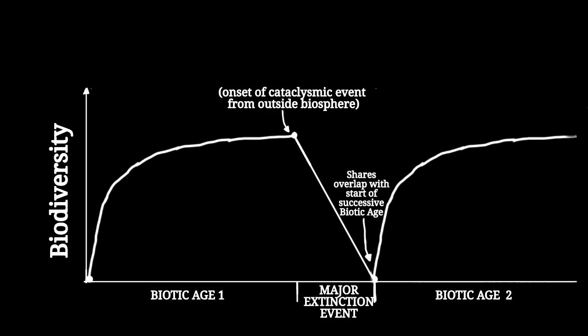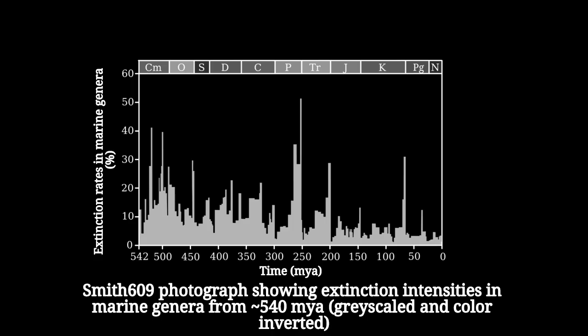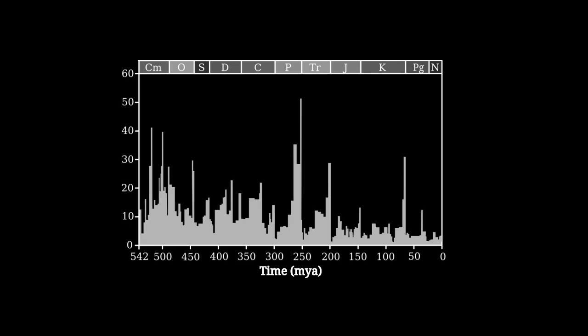We know from the fossil record that the Earth has indeed passed through several biotic ages. The start and end of a biotic age is usually defined by a major extinction event. Smith 609 made a photograph documenting the extinction rates of marine genera from 542 million years ago onwards. The values will be used as a proxy for extinction rates in the biosphere as a whole. It shows numerous spikes in extinction rates.